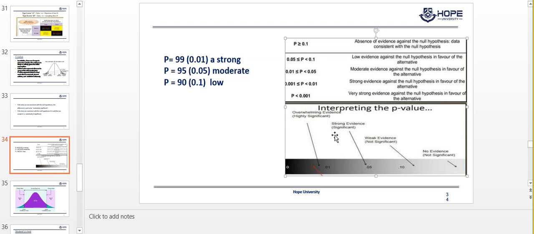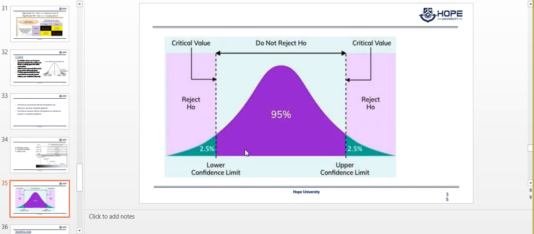In this also, look at the pictures below. Interpreting the p-value, we have overwhelming high significance when we are at 0.01, strong evidence when we are at 0.05, weak evidence when we are at 0.10, and no evidence when we are greater than that, like 0.20 or 0.30. We reject for that.